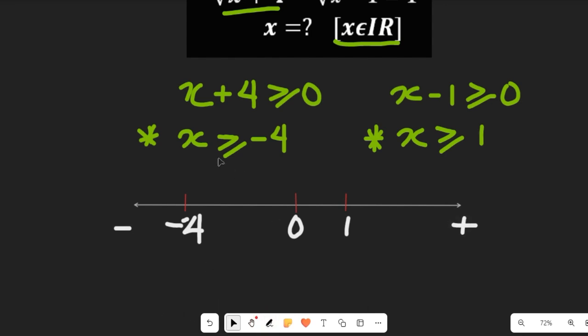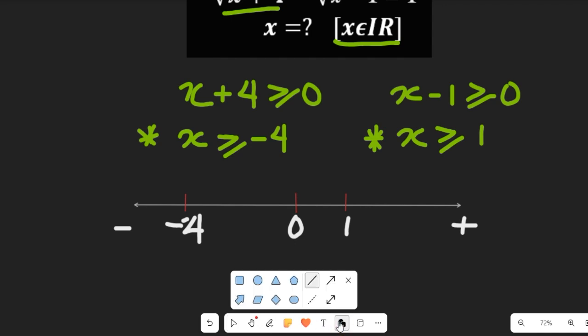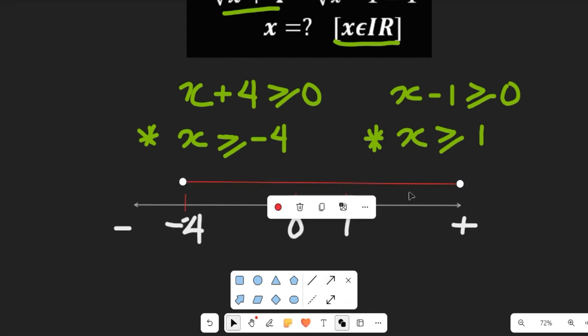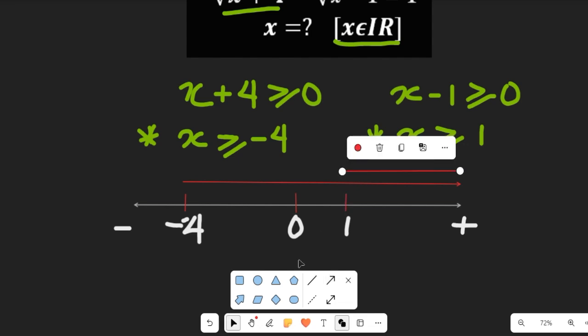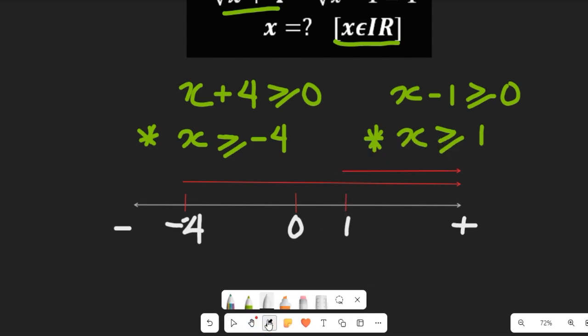So the value of x, since x is greater than or equal to -4, will range from this point, which is -4, up to infinity. And the values of x, as x is greater than or equal to 1, will range from this point to this point. Now, if you look at those two ranges, they overlap.